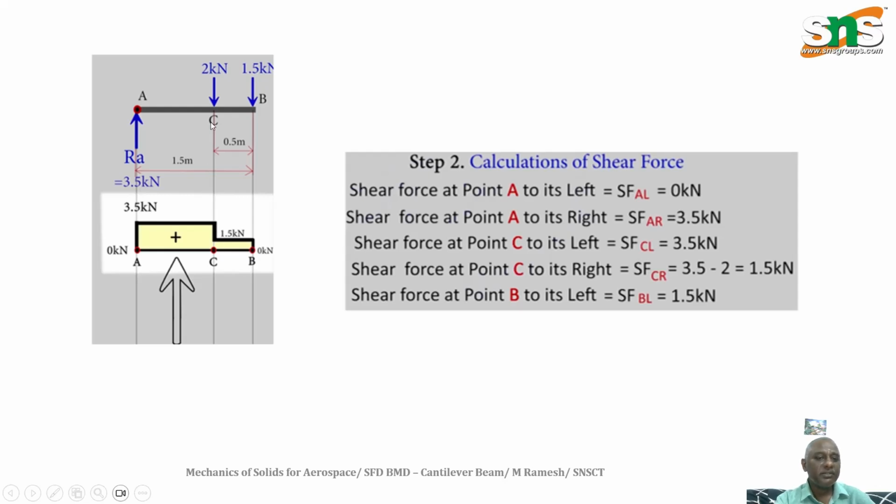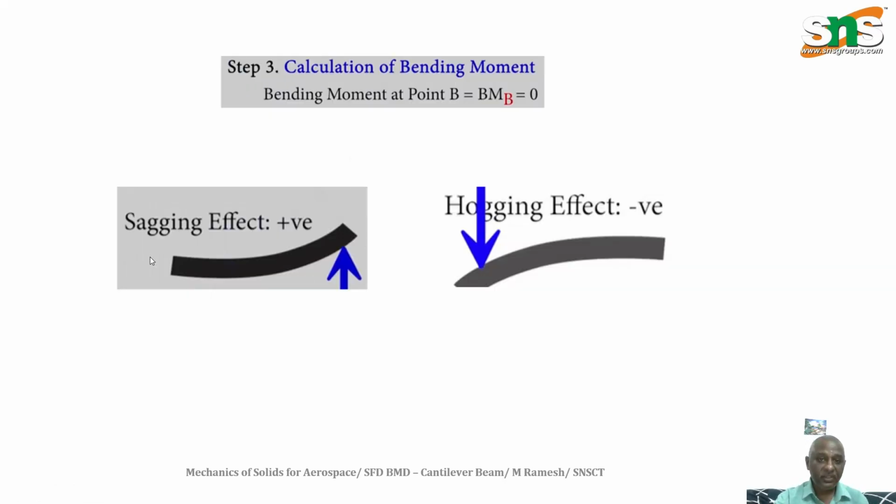Then from C to A, here also there is no load. The same value 3.5 will exist here, so it will be a horizontal line. Then you will close it. Like that you can draw the shear force diagram, SFD. Then we can move on to the bending moment.